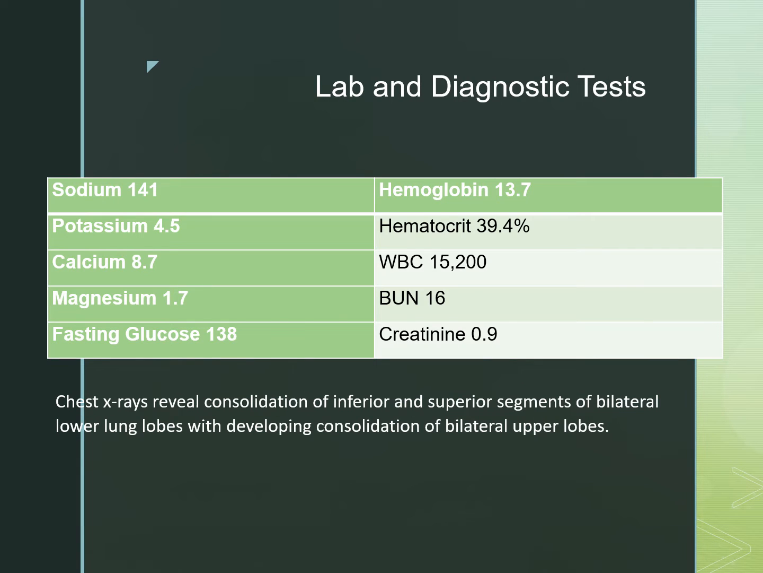This is what her labs and diagnostic tests look like. Her sodium is 141, potassium 4.5, calcium is 8.7, magnesium 1.7, fasting glucose is 138, hemoglobin 13.7, hematocrit 39.4, white blood cell count is 15,200, BUN 16, and creatinine is 0.9. Her chest x-ray does reveal consolidation of the anterior inferior and superior segments of bilateral lower lung lobes with developing consolidation of bilateral upper lobes.